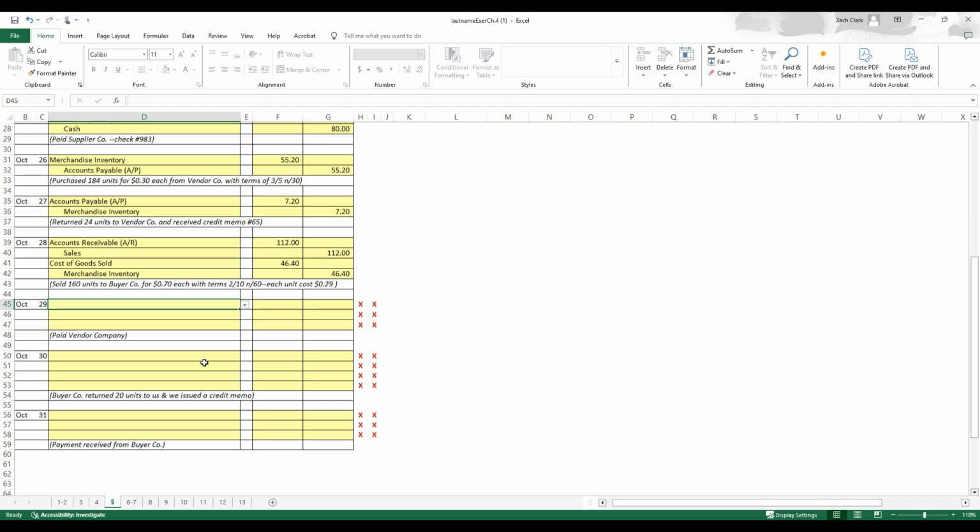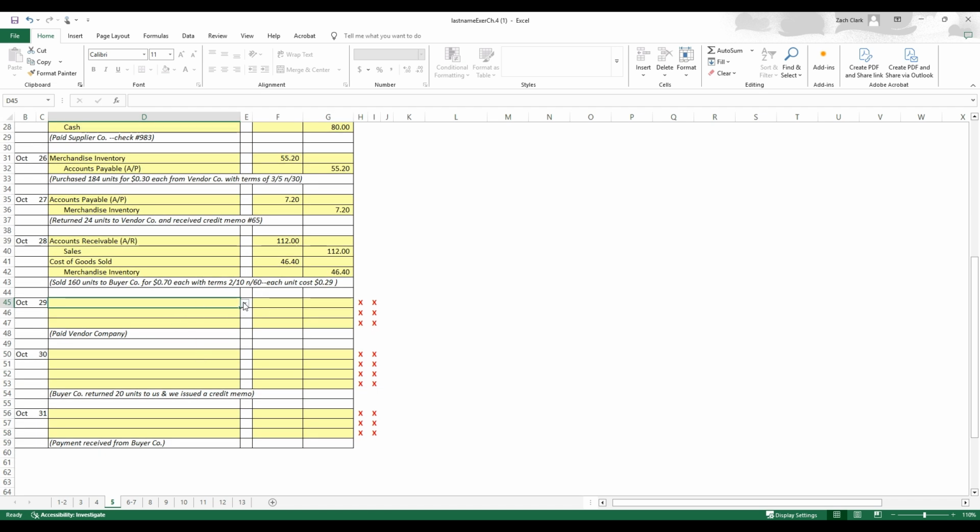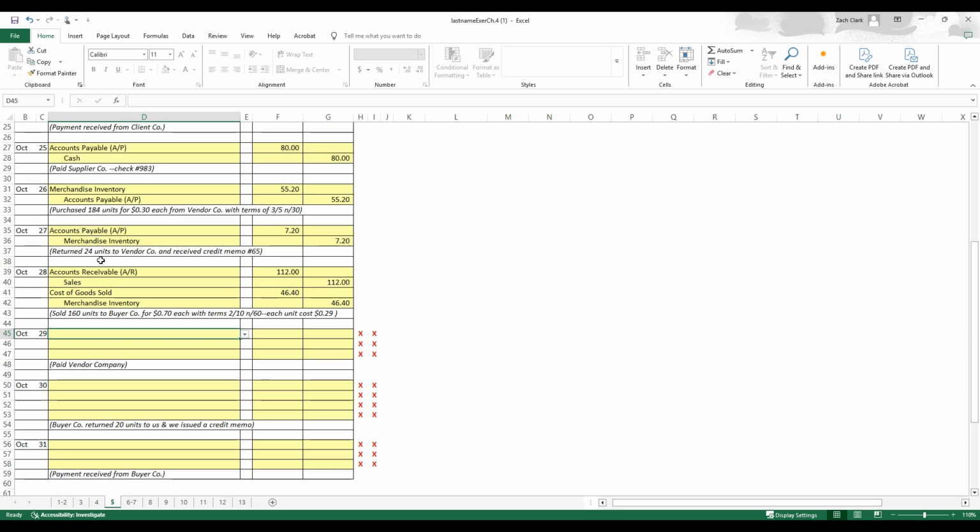Good. Okay. Then we paid the vendor company. So let's take a look and see if we got the discount here. This is purchased on October 26th, and we're making the payment on the 29th, so 3 days later. We had 5 days, and if we do it within 5 days, we get a 3% discount. So the 29th is within 5 days of the 26th, which means that we are going to get a discount on this transaction.